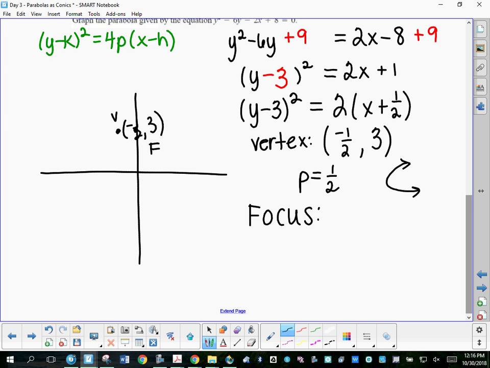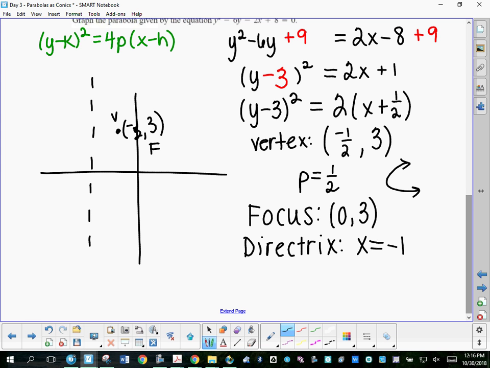Hands up when you can tell me what your focus coordinates are going to be. You had to move the p-value over to the right. That's it. 0, 3. How can I figure out what my directrix is? There you go. It's not a number, it's an equation, and it's x equals negative 1.